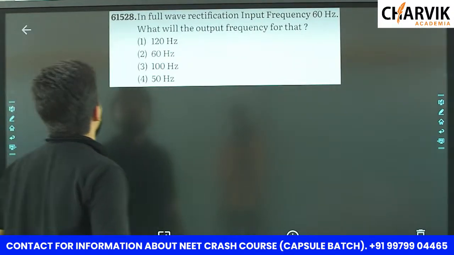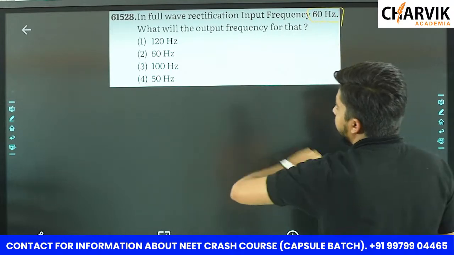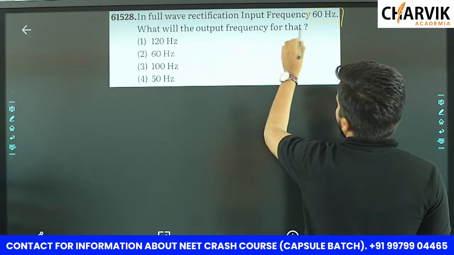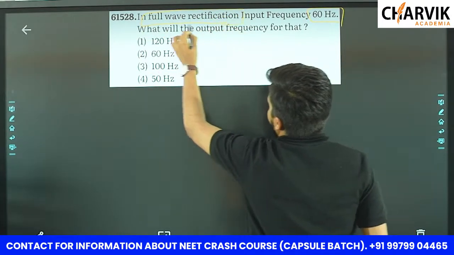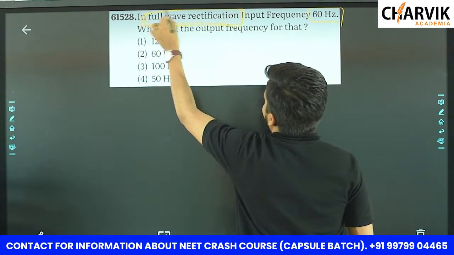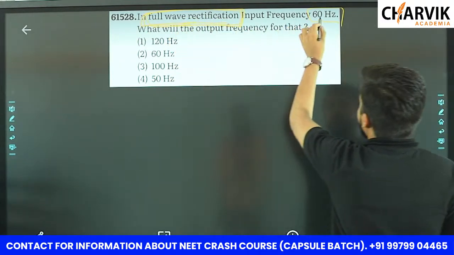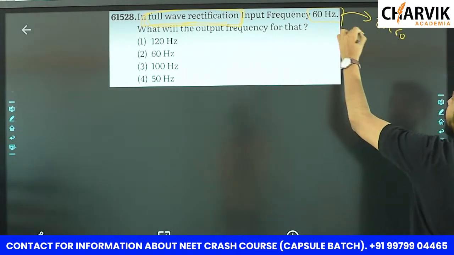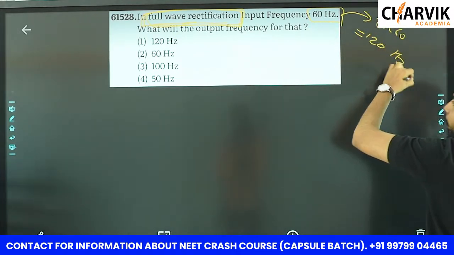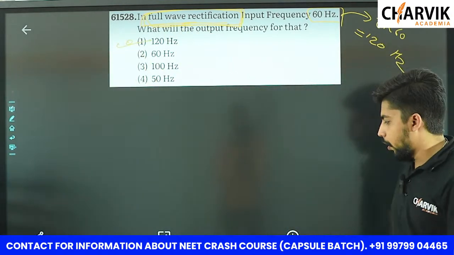Okay. So next question is, in a full wave rectification, the input frequency is 60 Hertz. What will be the output frequency for that? They are asking us for a full wave rectification. So you all know it is a very simple and theory based question that for a full wave rectification, the frequency of the output will be 2 times the input, and 60 into 2 is nothing but 120 Hertz. So your answer is option number A, which is 120 Hertz.